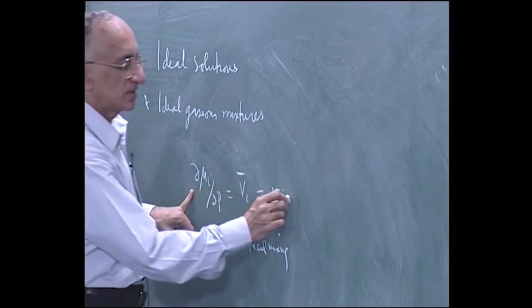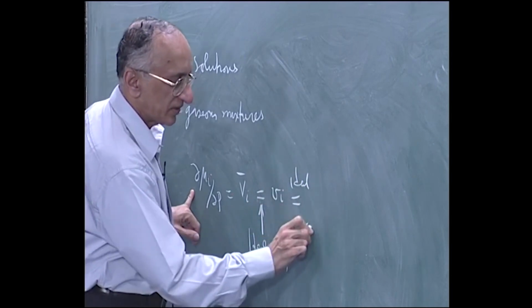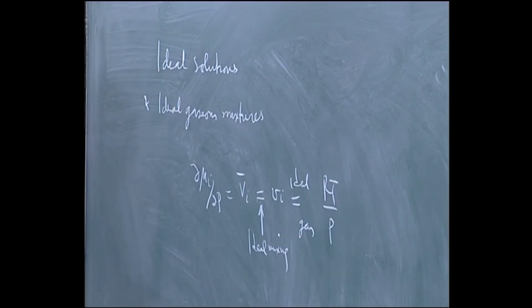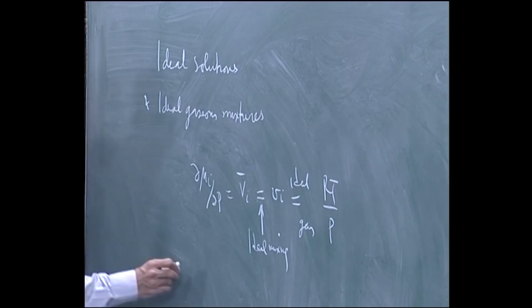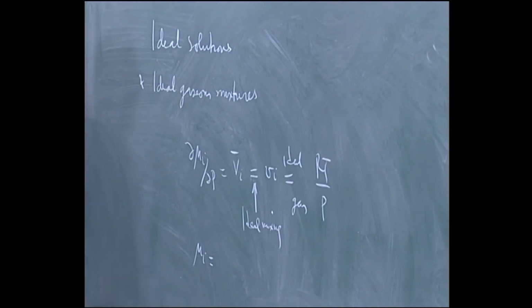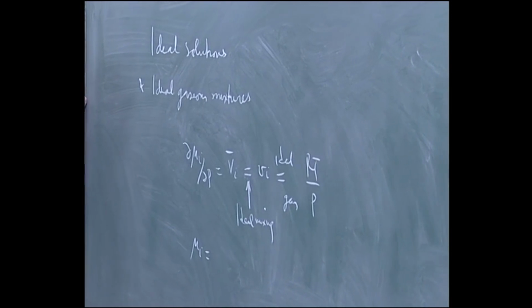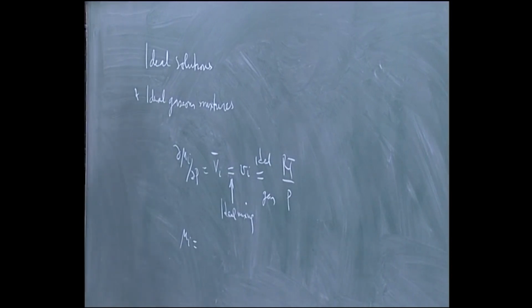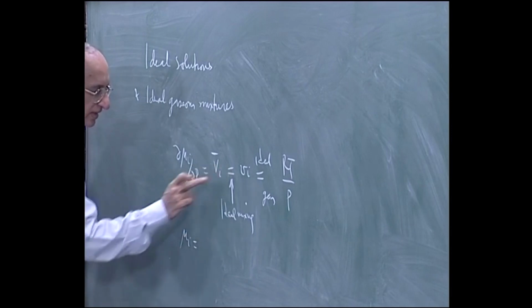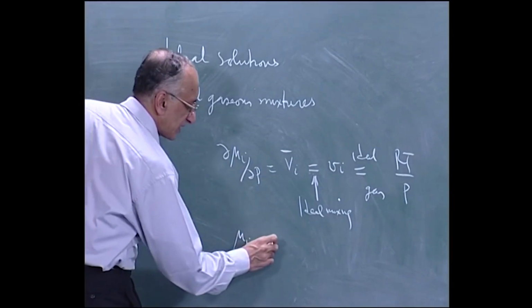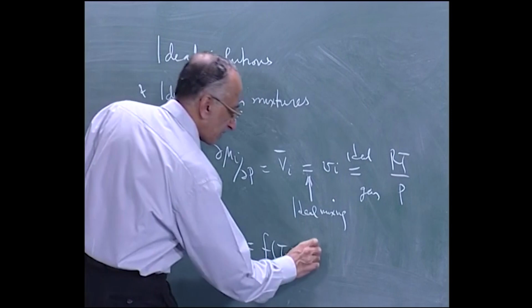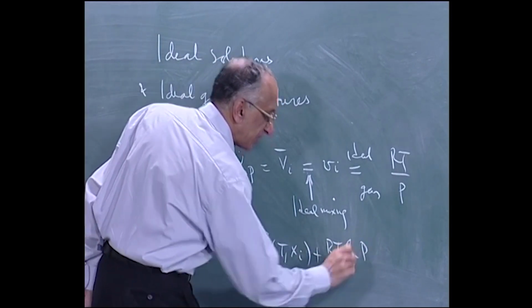If that is true, if it is an ideal gas, that is if the pressure is sufficiently low, Vi is simply RT by P. So, you get μi equal to, if you integrate this, done at constant temperature and composition, some function of temperature and composition plus RT ln P.